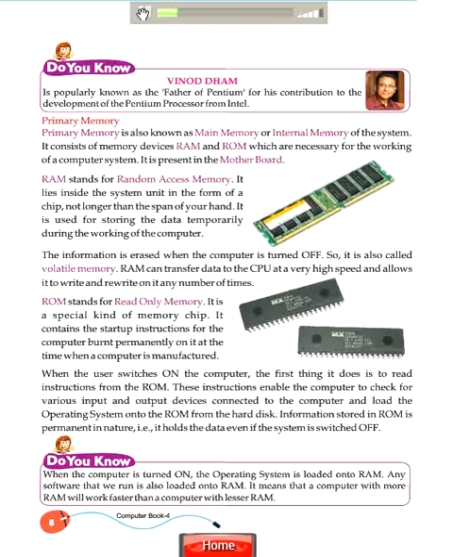Primary memory. Primary memory is also known as main memory or internal memory of the system. It consists of memory devices, RAM and ROM, which are necessary for the working of a computer system. It is present in the motherboard.